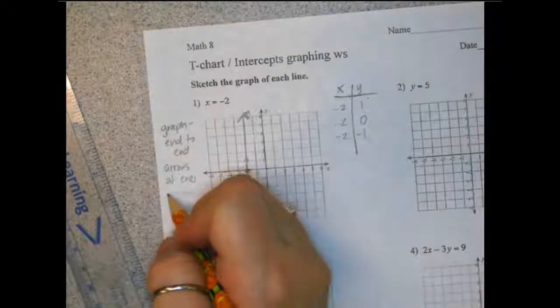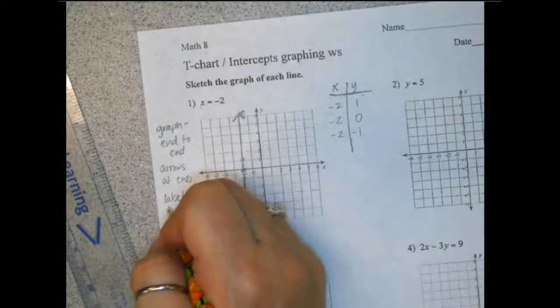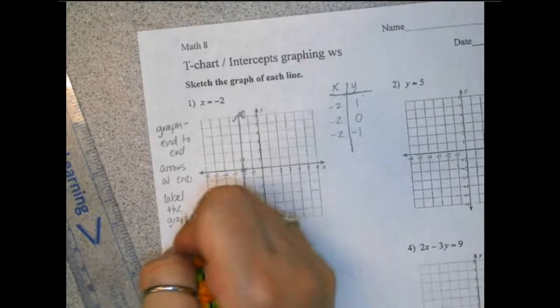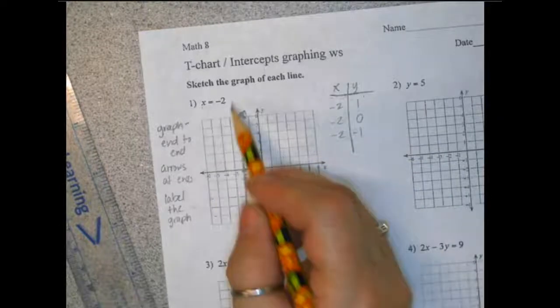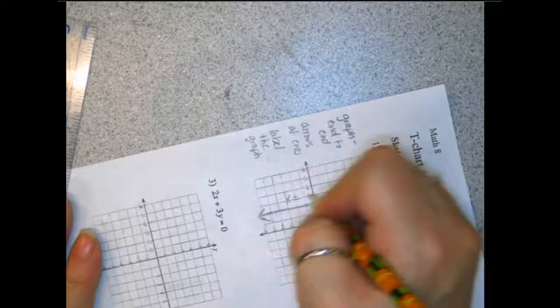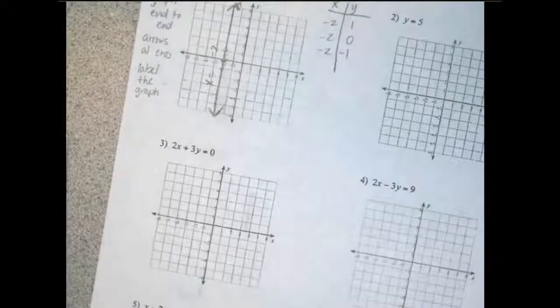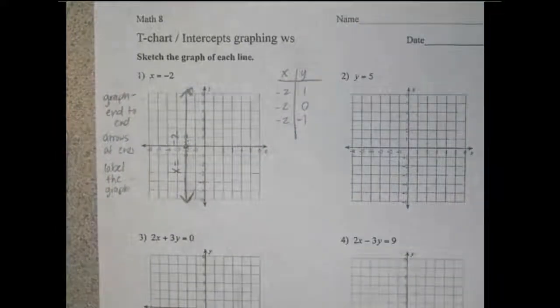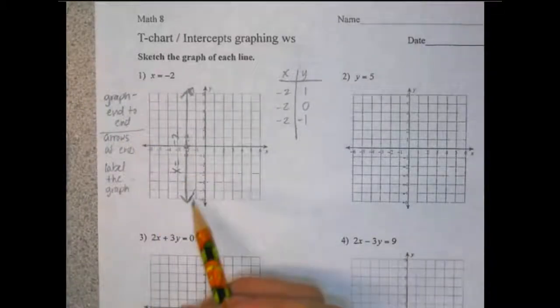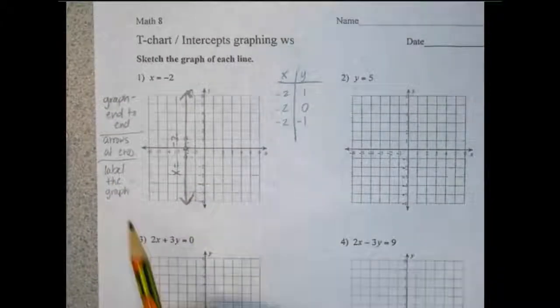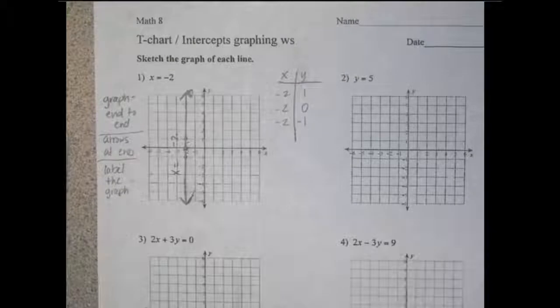And the third thing is I want you to label the graph. So I'm going to label this graph with my original equation, x equals -2. I'm going to turn it sideways. And I've labeled that graph. Those are the 3 things that I want us to look for when we are graphing the equation of a line. Anytime you graph, these 3 things need to be on there. My graph needs to go end to end, I need to have arrows at either end, and then it needs to be labeled. Make sure you have those copied down in your notes.